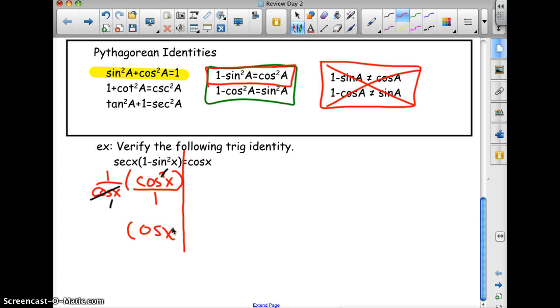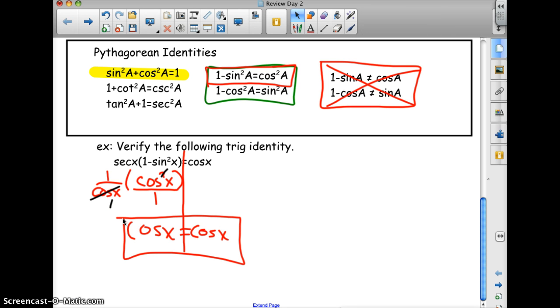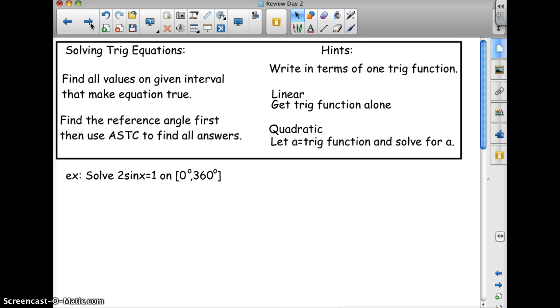And once I get that worked down to a certain point, I can't really do anymore. I look at the other side and, oh, I'm already done. So I picked a relatively short one here for the purposes of the video. I think you basically get the gist. All right, moving on to trig equations.